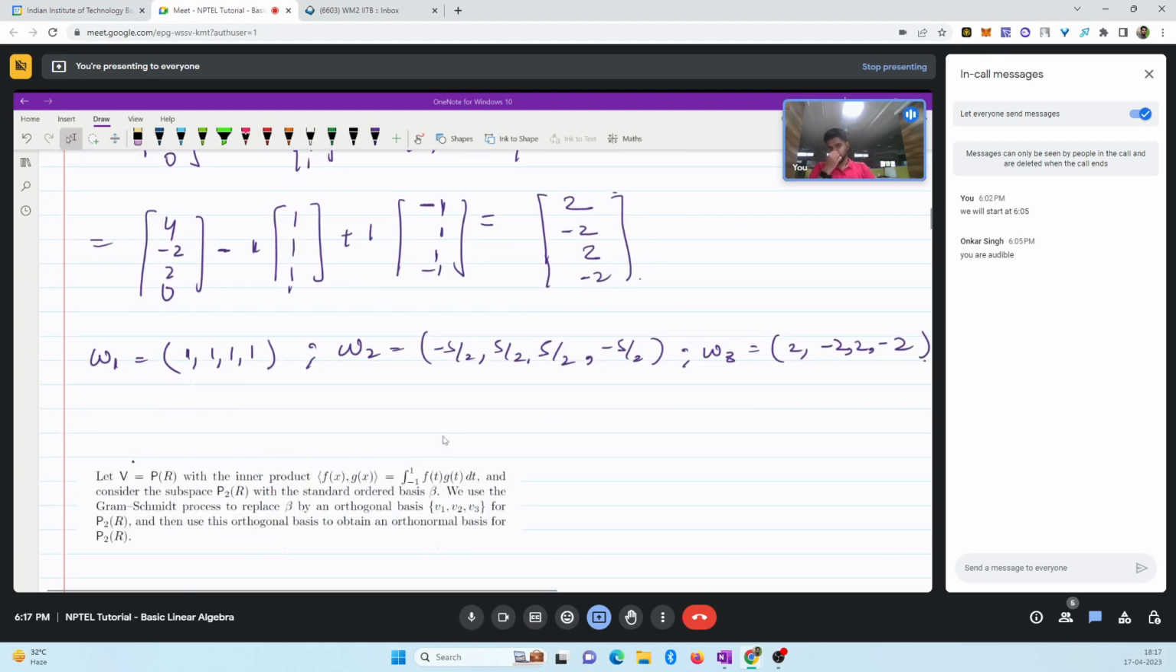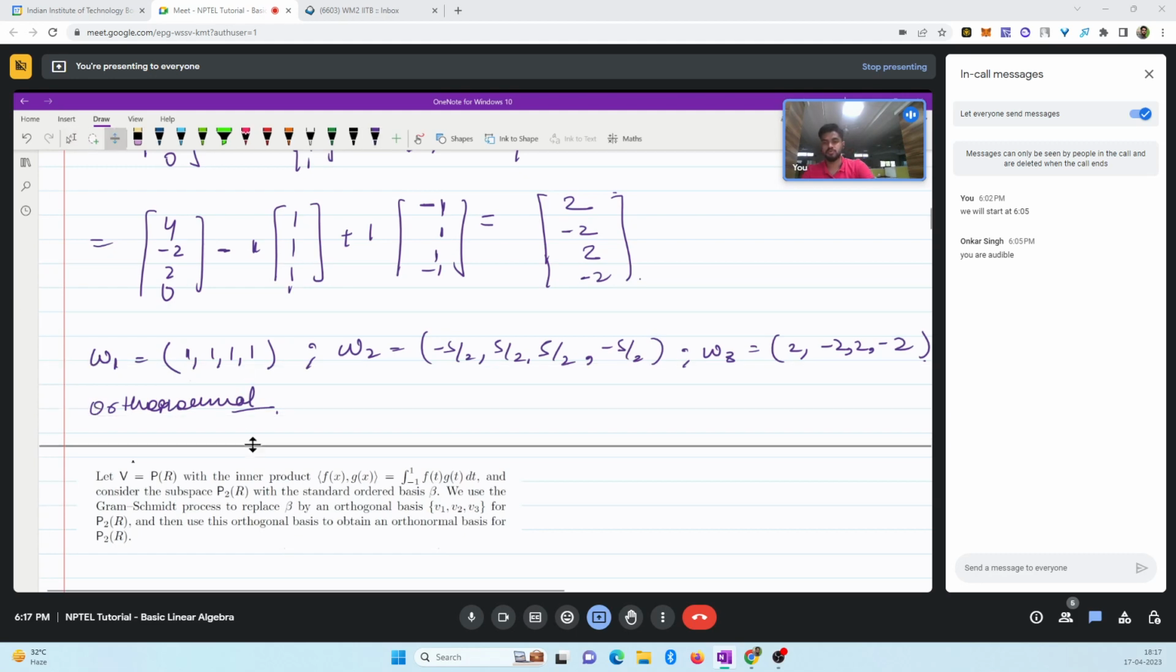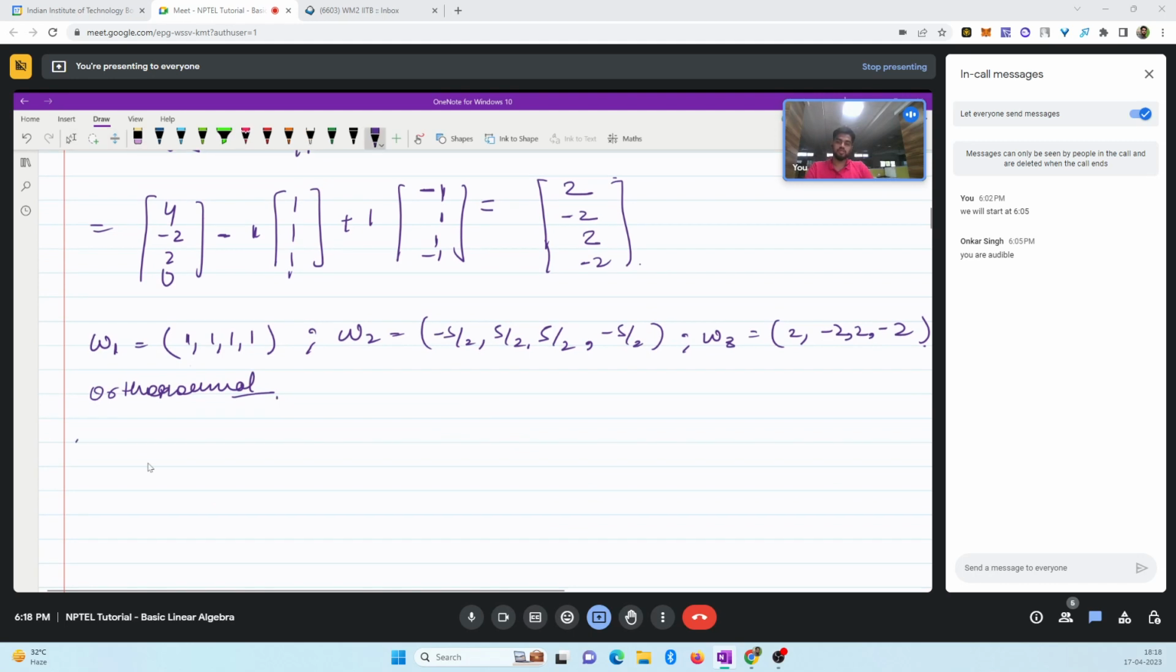Okay. So one thing over here that is left is you need to convert these vectors to orthonormal vectors. So whatever vectors that you obtain are orthogonal. Now, how will you move to orthonormal vectors? So let's call our orthonormal vectors O1. So O1 is nothing but W1 divided by the norm of W1. So what is the norm of W1? The norm of W1 would be square root of 4, so that is 2. So this is half times 1, 1, 1, 1. So this is 1 by 2, 1 by 2, 1 by 2, 1 by 2.